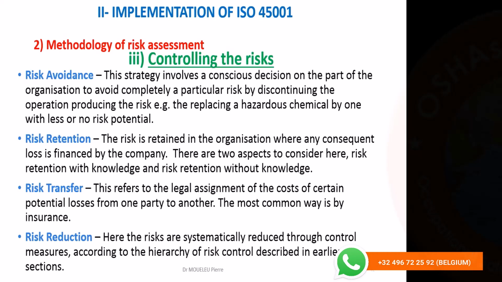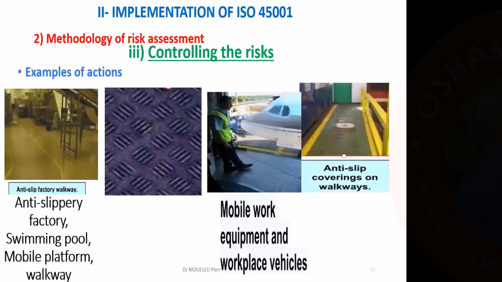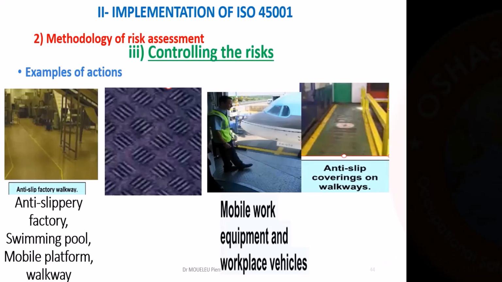So by carrying out risk assessment and finding out the actions that can be done, controlling the risk, we have examples of actions: safety training and supervision of new or young workers, protective clothing and equipment, safety discussions between employers, contractors, and employees, safety information readily available for hazardous substances, training and practice for each new piece of equipment. We can also have actions like anti-slip flooring, mobile platforms, walkways, and so on. So such things can be done and proposed in the company.